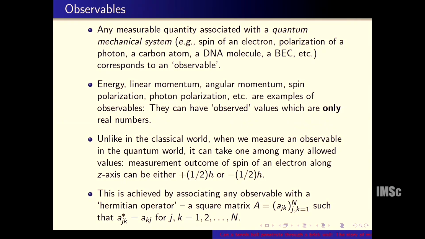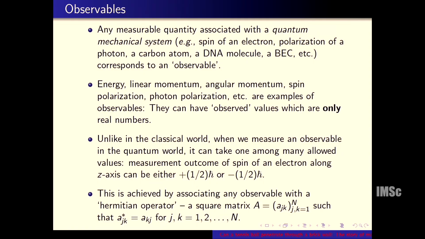So, states in quantum theory means all possible superpositions of distinguishable states. Up and down are distinguishable states. All possible superpositions of distinguishable states form the state space. Those are the states. Now, state is the primary thing.